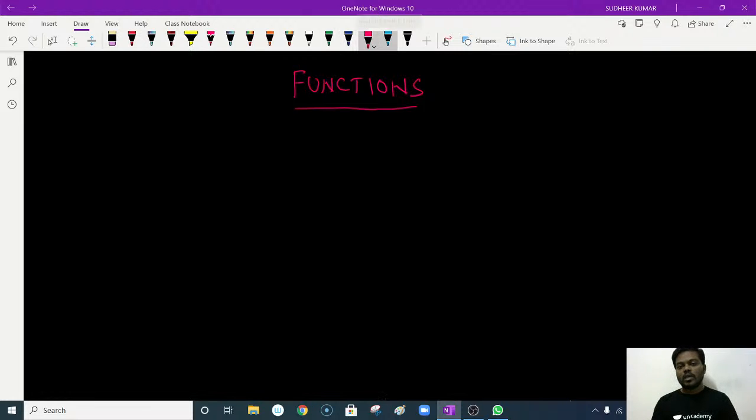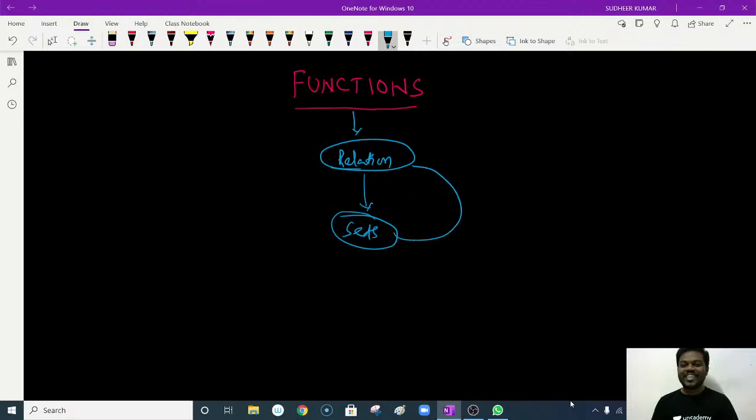Before going to discuss the functions, we should recall the relation. And if you want to discuss the relation, then we have to recall sets. If you know the set, then we can define relation, and then only we can define the function. So let us recall the set.